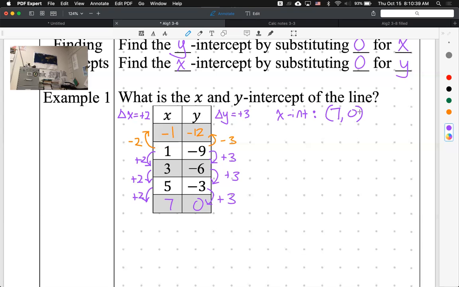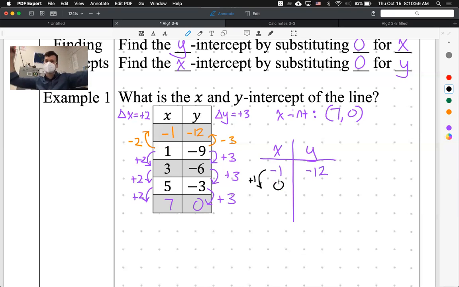Okay, so let me try drawing out what you're saying. So let me do my work over here. I'm going to extend the table. So I have x and y. We had a -1 and a -12 here. You wanted to add 1 to this side? Plus 1, and that gets to 0. Okay, so that's what we were looking for. We wanted the 0 to be x because that's the definition up here of our y-intercept.